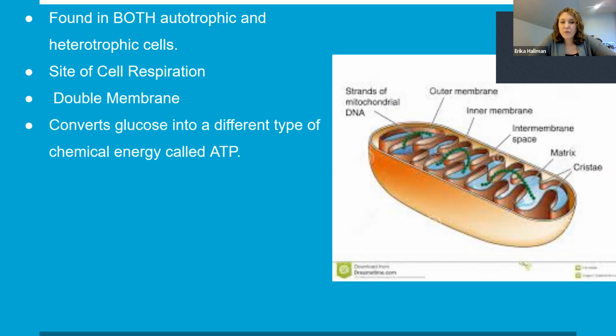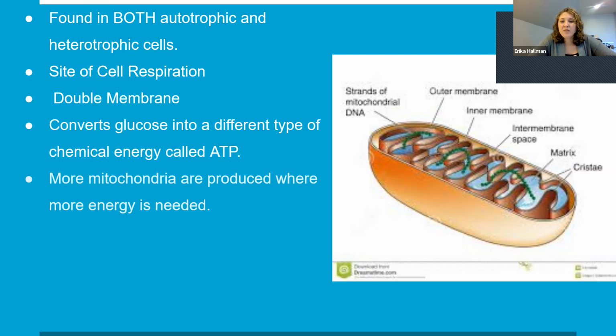Inside of the mitochondria, we convert glucose into ATP, and we will see that we have more mitochondria in areas where more energy is needed. A great example of that is that we actually see more mitochondria inside of muscle cells than we do inside of a skin cell. The reason for that is that muscle cells require a lot of ATP. Every time we move our body, we use muscles, and that is very expensive. We need to use a lot of energy in order to move those muscles.